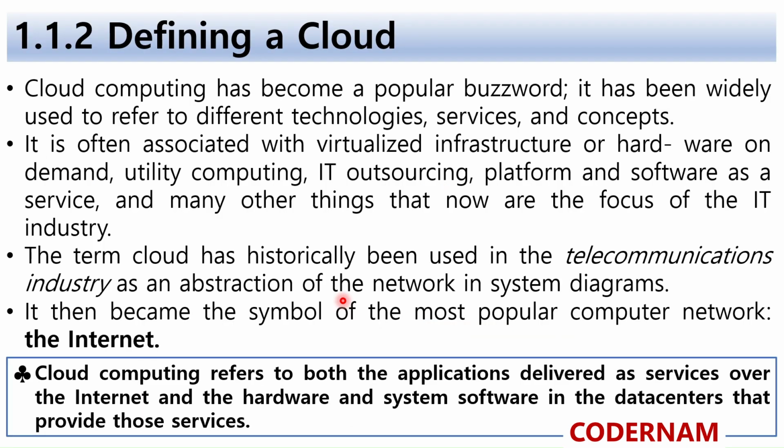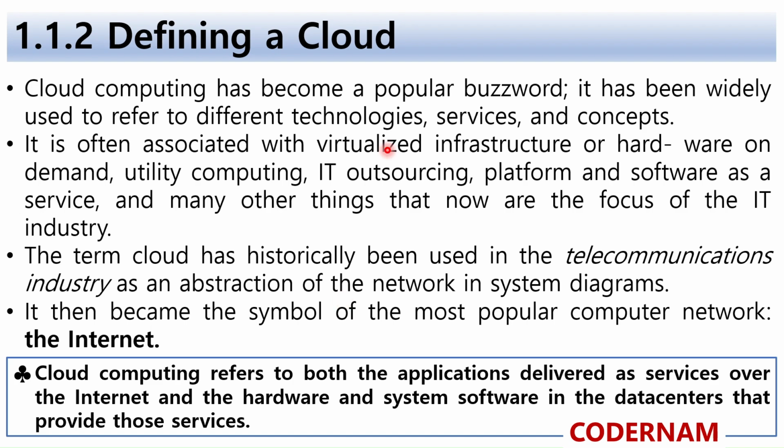So when we define a cloud, cloud computing refers to both the applications and the hardware and system software. The applications are delivered as a service over the internet, whereas the hardware and system software are in the data centers that provide those services.